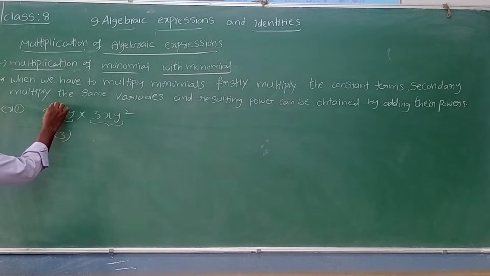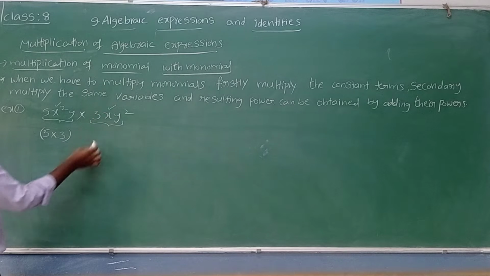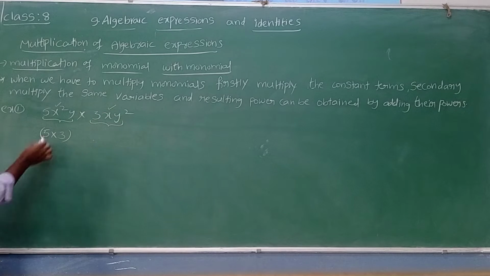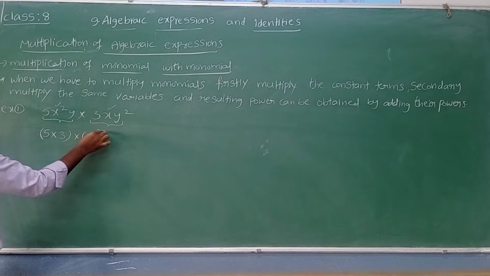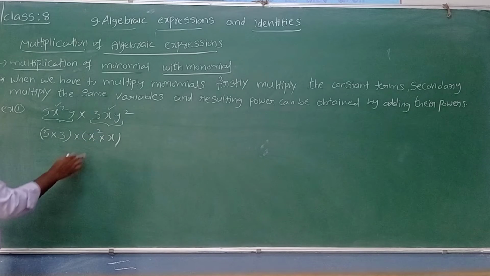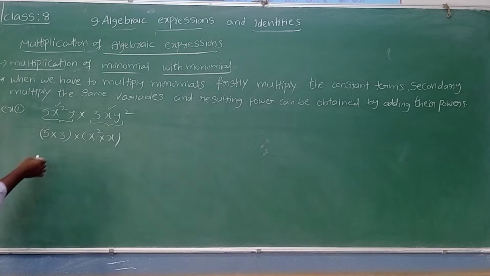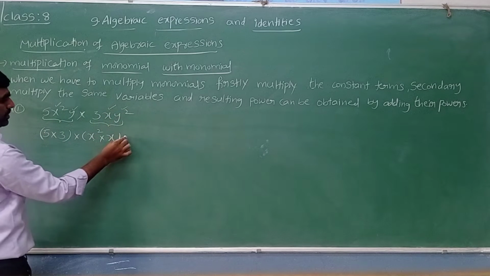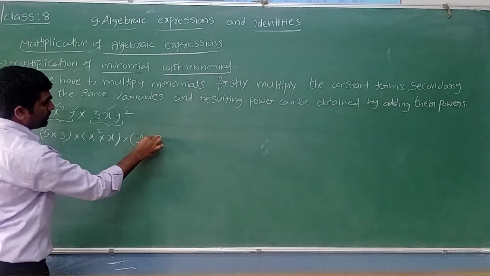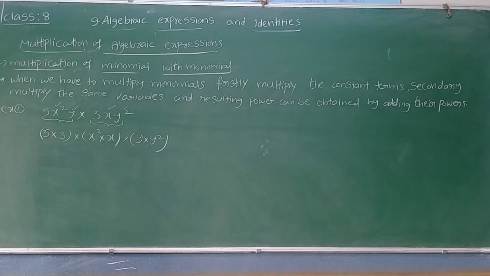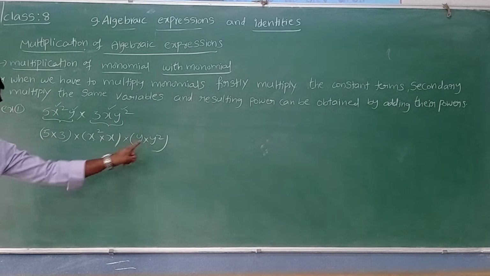Multiply same variables: x power 2, here x power 1. Both are the same variable x, so multiply the same variables. Then y, and here also you can see the same variable, y into y square. So that is the first step: multiply constants, then multiply same variables.